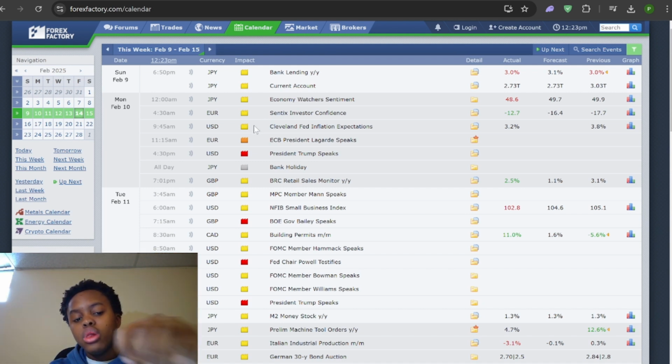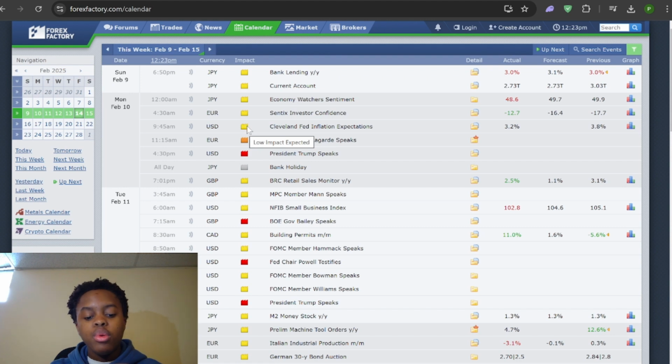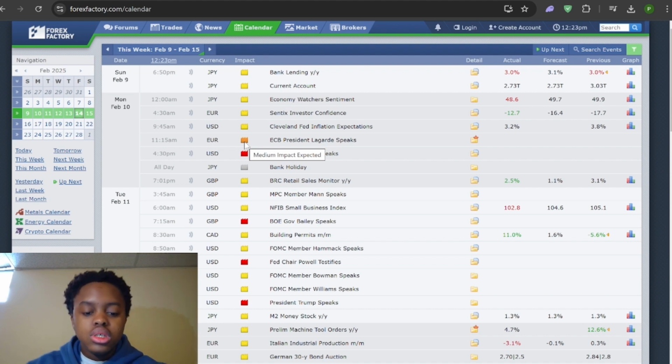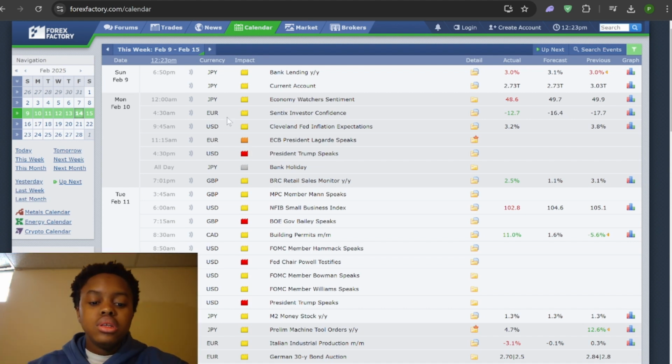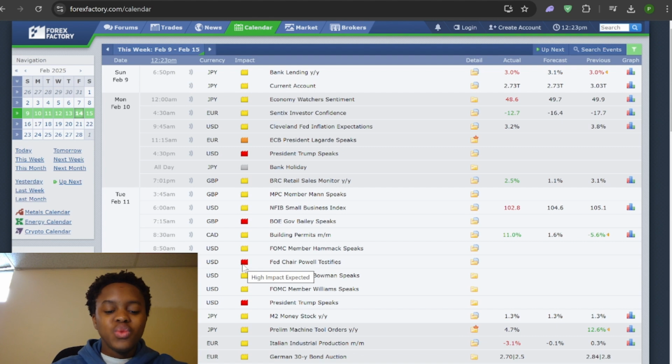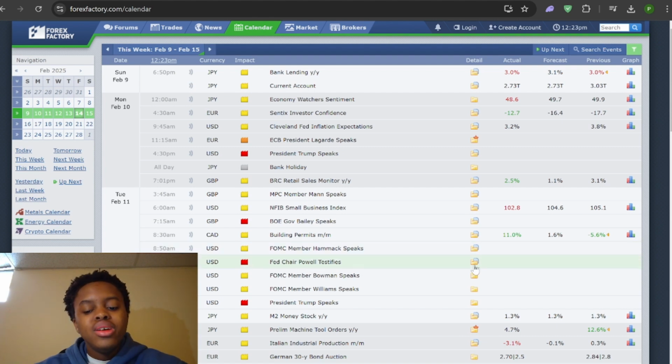So just look at the yellow folders here. You see low impact. They're like the medium mode, or probably even the low mode. Yeah, they're the low mode. Then this is the orange one. The orange folder is the medium impact. The yellow folder is a low impact, as you can see written there. Then the red folder is the high impact. This is where price is going to move in the most unpredictable way.